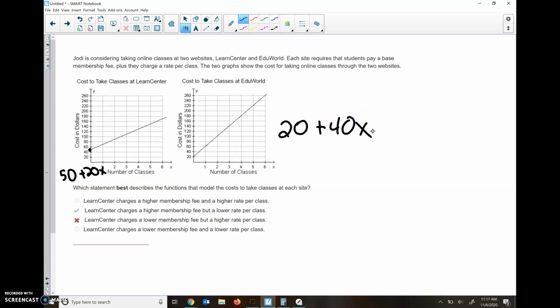So one place charges $50 to register and $20 a class. And one place charges $20 to register but $40 a class. So if you look here, Learning Center has a higher rate per membership. That is true, $50 versus $20. But a lower class fee, and that is also true, $20 versus $40. So it's going to be this second one here.